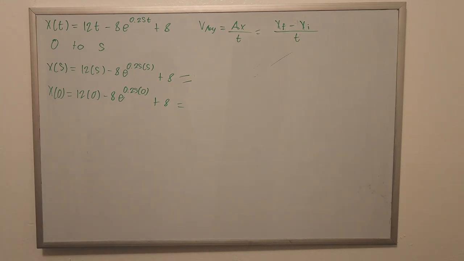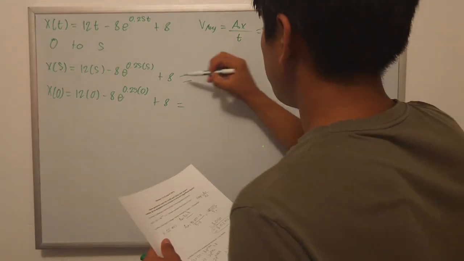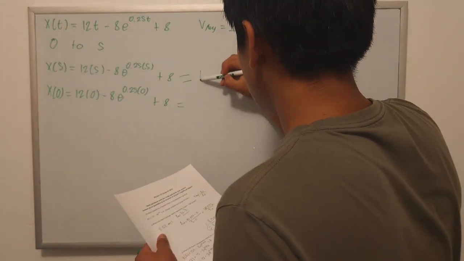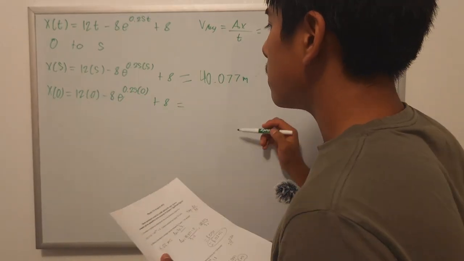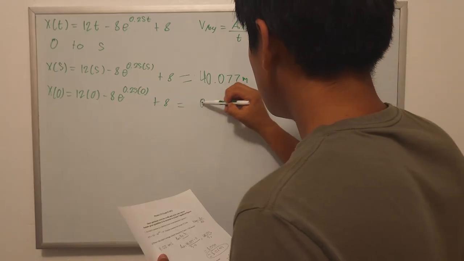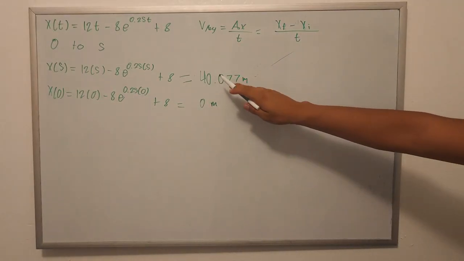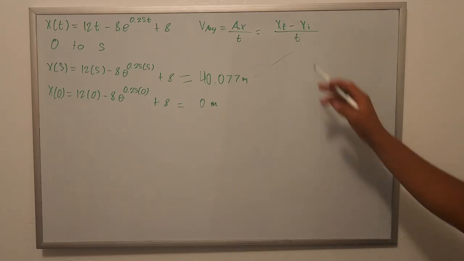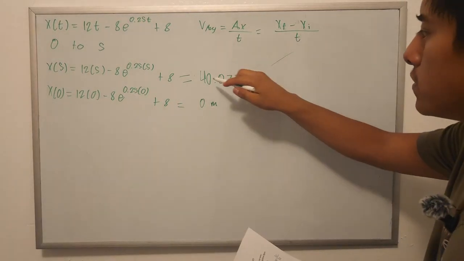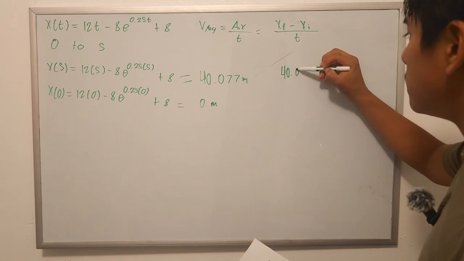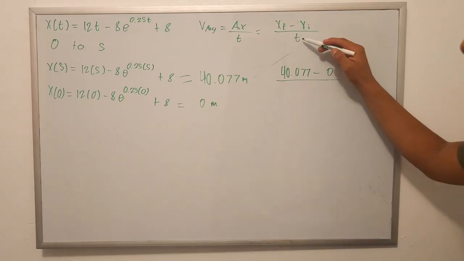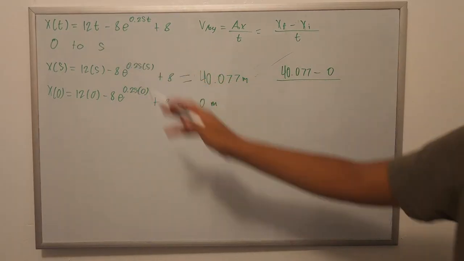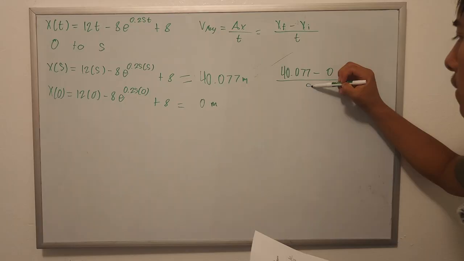Alright, and then once you plug that into the calculator, you should get, for 5 seconds, 40.077 meters, and then for 0 seconds, it's going to be 0 meters. And then with these values, you're just going to plug them into the equation that we have. So that's x final, which is 40.077, minus x initial, which is 0, over the time. The time is just going to be from 0 to 5. So that's just going to be 5 seconds.